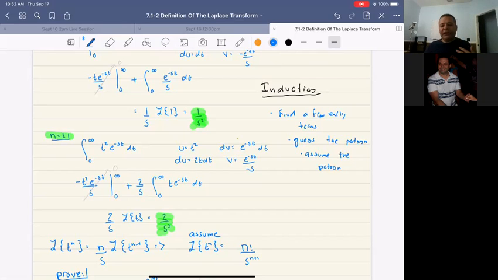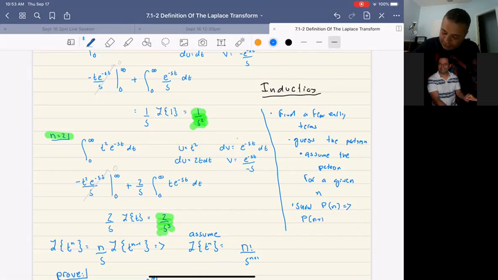What we're really doing when I say we're assuming the pattern is assuming it holds true for some n, and it does. When we guessed it, we know that it holds true for n equals 2. So we assume the pattern for a given n. And then the third step is that you show that the pattern at n implies that it works for n plus 1.